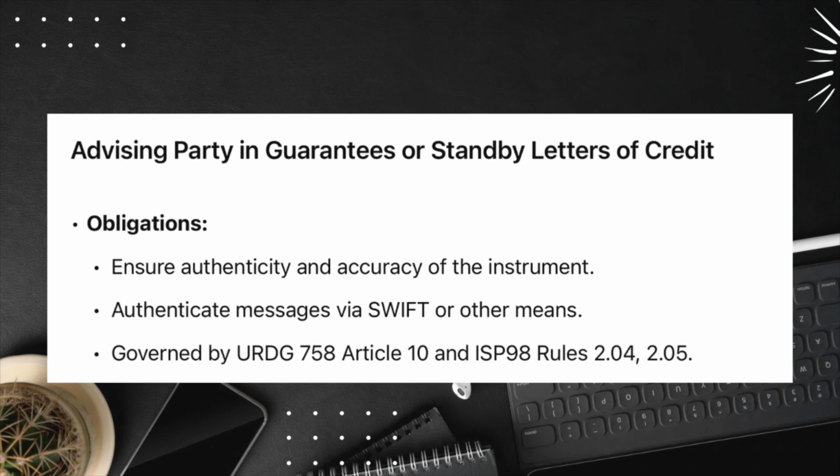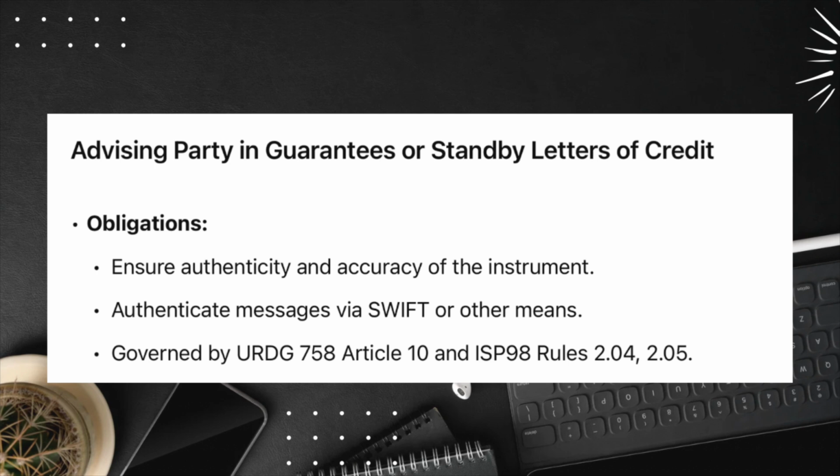In demand guarantees, if there are two banks involved, it's often set up through a counter-guarantee arrangement. For a standby letter of credit, a second bank may act as a confirming bank. But there are cases where an advising party is still used to ensure that the document's authenticity is verified before it reaches the beneficiary.